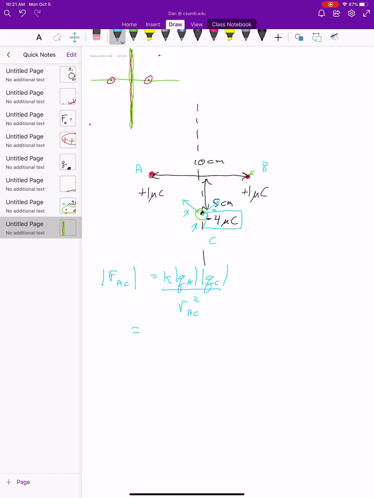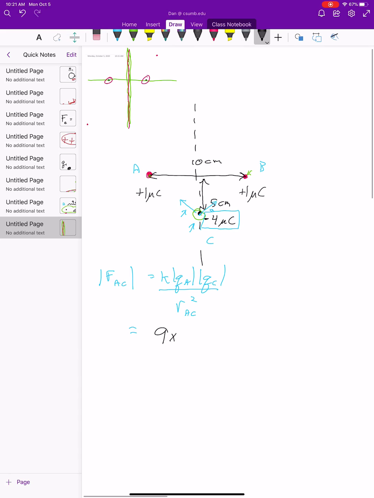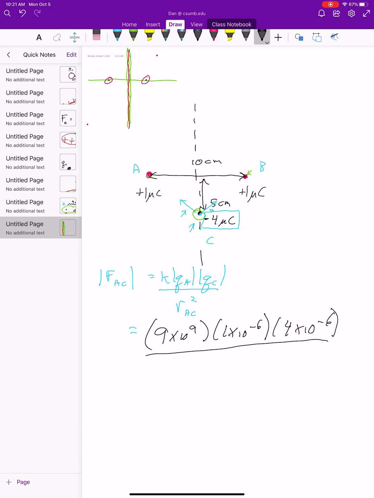Well, I have 9 times 10 to the ninth, times 1 times 10 to the minus sixth, times 4 times 10 to the minus sixth, divided by, now I need to get the distance between these. What's the distance between that and that? Since it's on the center line, this is 5 centimeters, and this is 5 centimeters. So this is a right triangle right here, with each side being 5 centimeters.